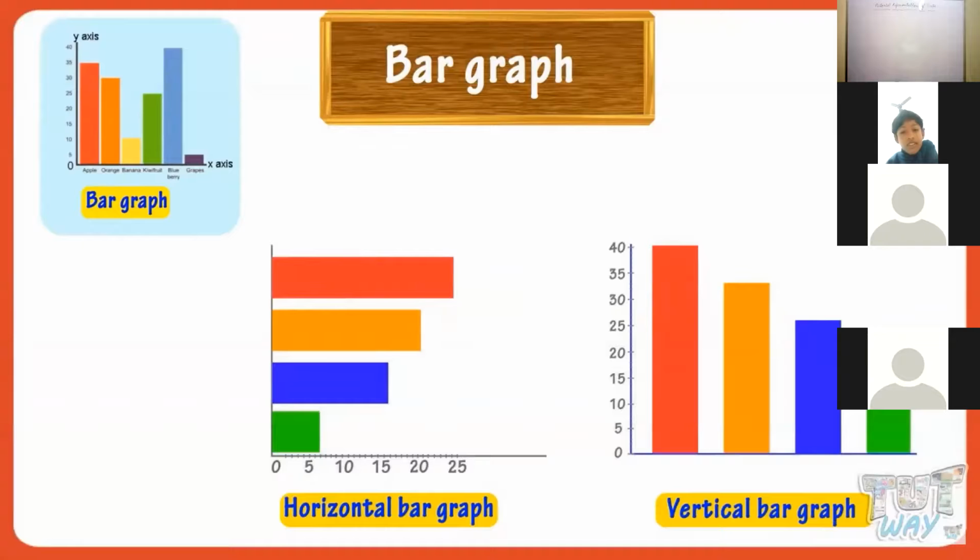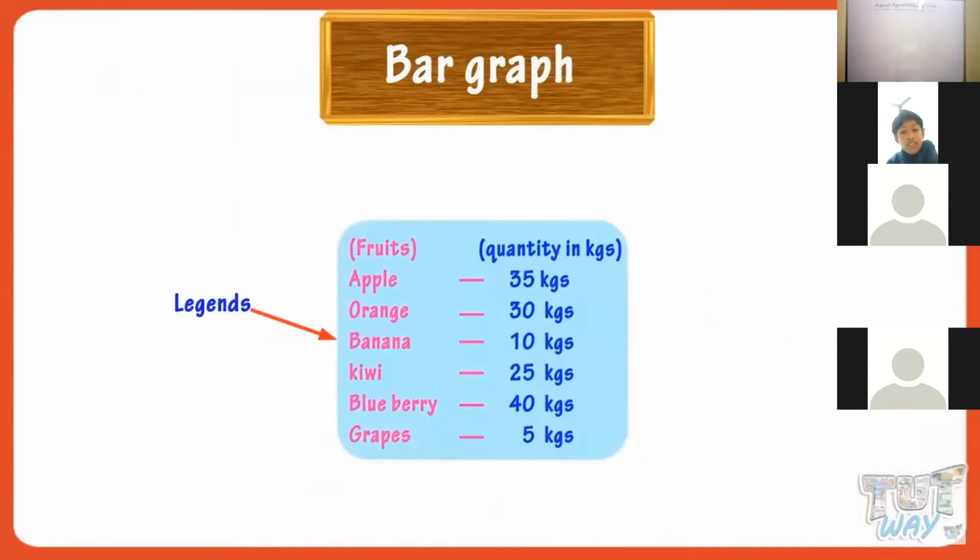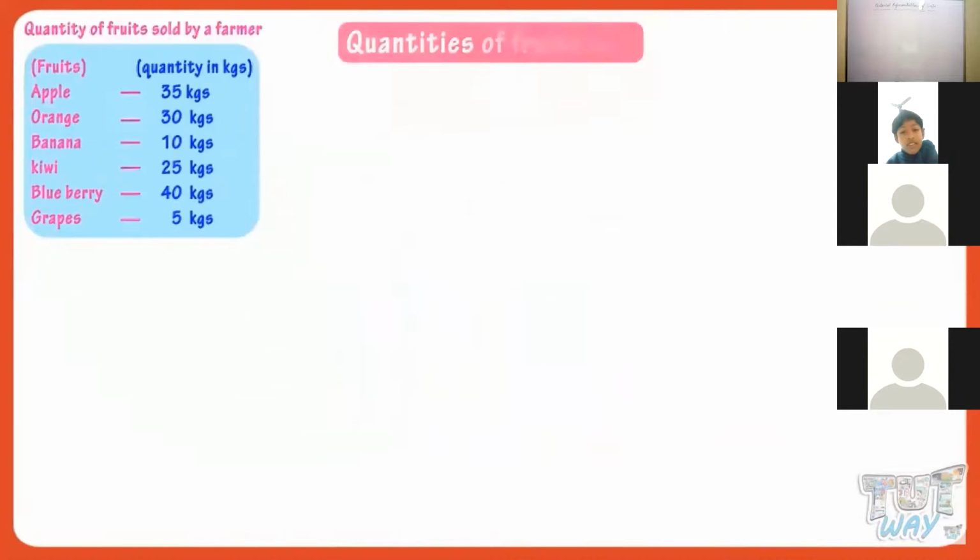Values of given items at any given point of time. Let's learn more about bar graphs using some examples. Here we have some data. A farmer sold different quantities of fruits in a particular month, and he recorded the sales like this. Now we will store this data in the form of a bar graph. First of all, determine what will be the title of our bar graph. Like it can be quantities of fruits sold.